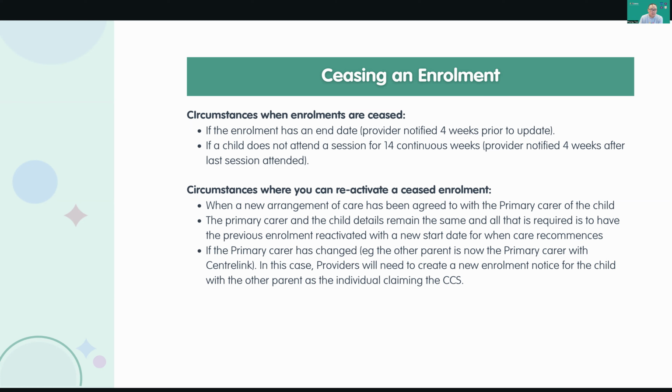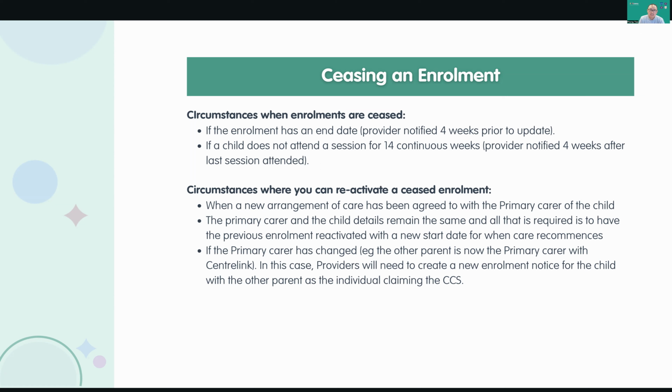That's all it does. So now, the other scenario is this: if a child does not attend a session for 14 continuous weeks, the child's enrollment will automatically cease by CCS. Okay, now the provider will be notified after 4 weeks. So in the case where the child hasn't attended for 14 weeks, you as the provider will be notified after 4 weeks of no sessions of care being reported. So again, if you're within owner, just go to messages and correspondences to check that out.